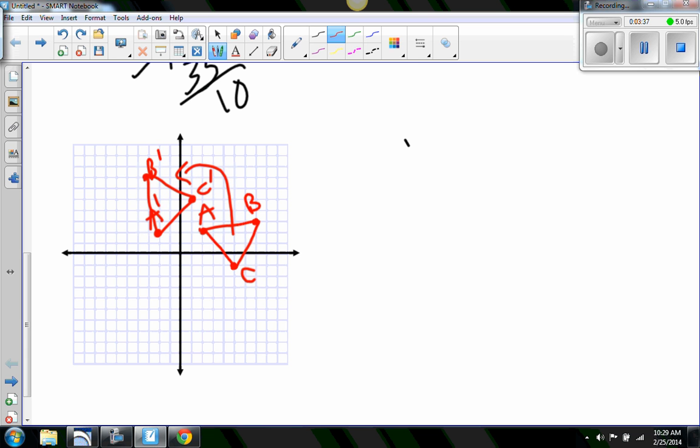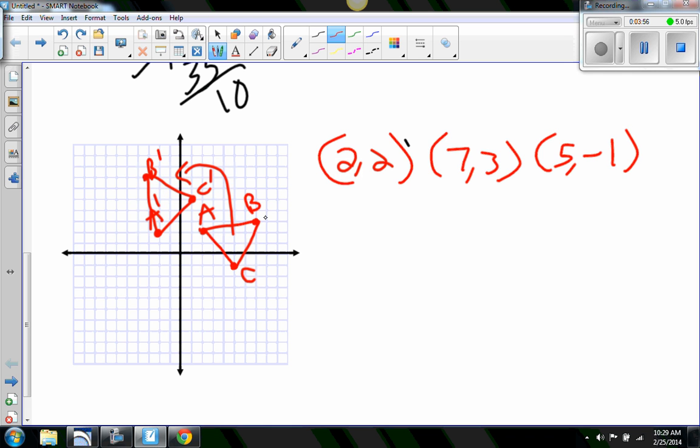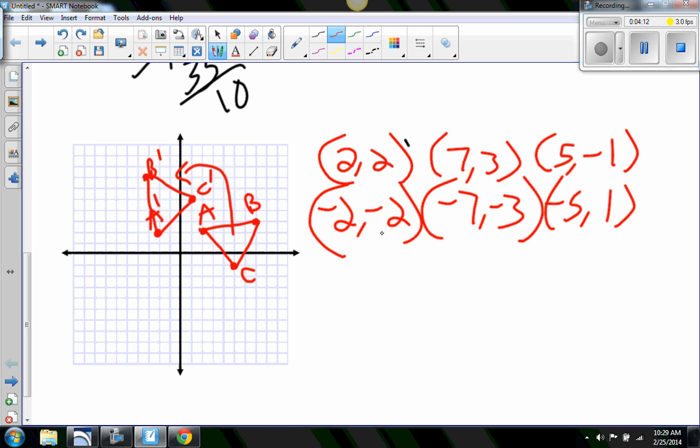And so if I wanted to go 180 degrees, there is a shortcut you can use. So A is 2, 2 right now. B is 7, 3. And C was 5, negative 1. The original triangle I'm talking about here. So if I want to go 180, you can just take the opposite of both numbers. So negative 2, negative 2, negative 7, negative 3, negative 5, positive 1. So if I graph those numbers, it should be a 180 degree rotation of this original triangle.